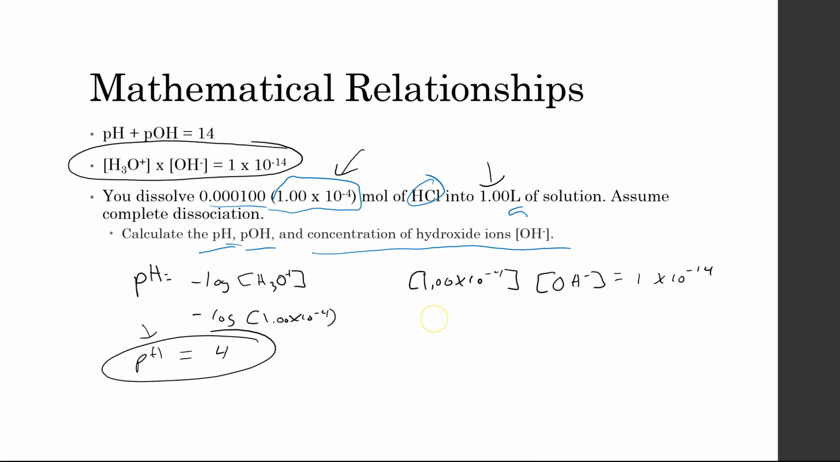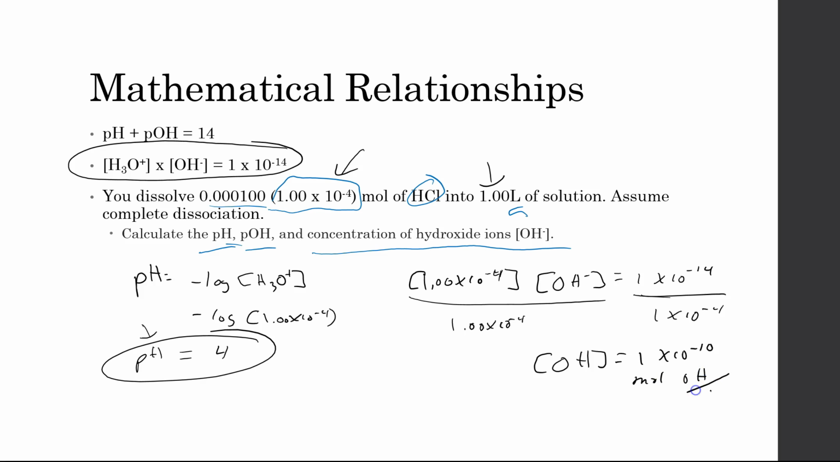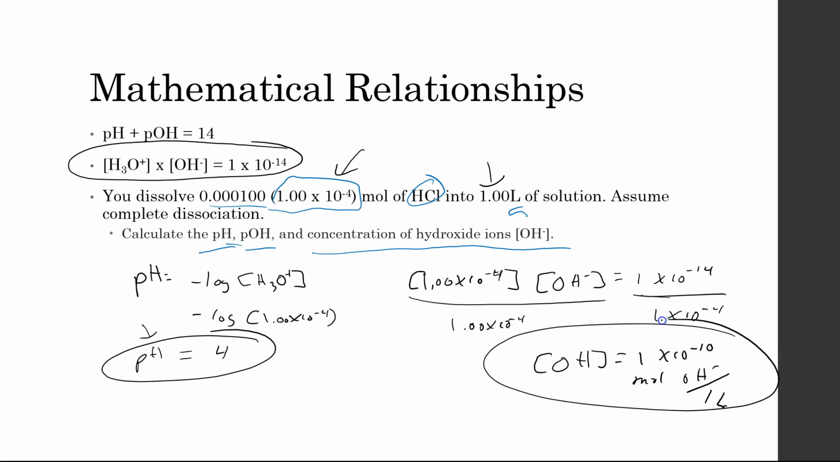I want to solve for the molarity of hydroxide. I know that the molarity of hydronium is 1 times 10 to the negative 4. And I know that whatever that number is times the molarity of hydroxide is going to give me this number. So I'm going to divide both sides by 1 times 10 to the negative 4. That means the molarity of hydroxide is going to be equal to 1 times 10 to the negative 10 moles of OH per 1 liter. And that's how we do it.